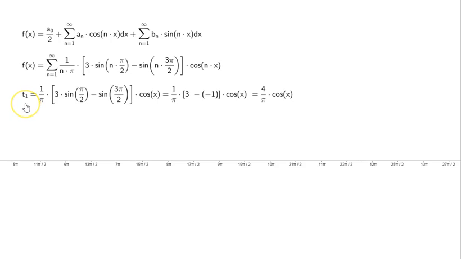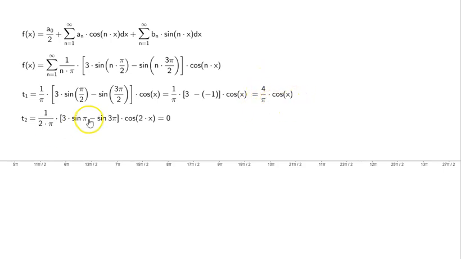So let's start with T1. So that is n equal to 1. So when n equal to 1, 1 by pi times 3 sin pi by 2 minus sin 3 pi by 2 times cos x. And now we evaluate sin pi by 2, which is 1. 3 times 1 is 3 minus sin 3 pi by 2 is minus 1. So minus minus 1 becomes plus 1. So 3 plus 1, 4. So we end up with 4 by pi times cos x.